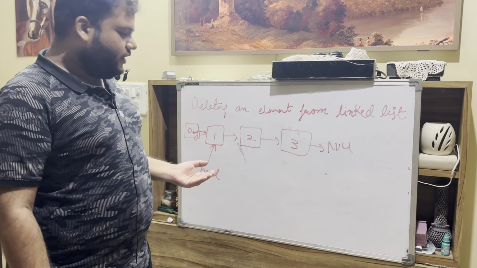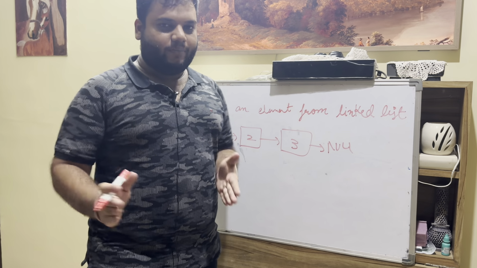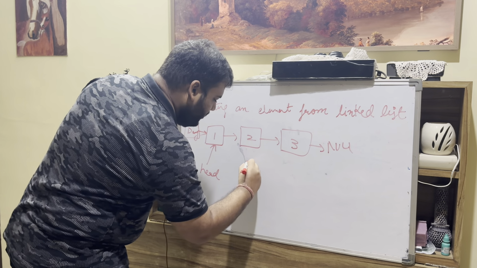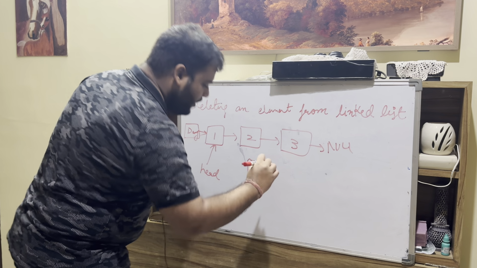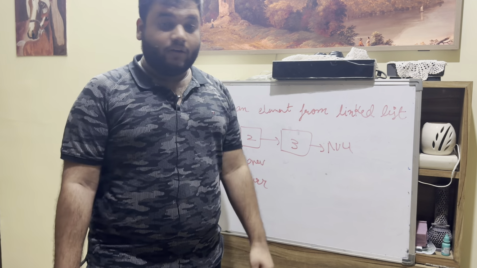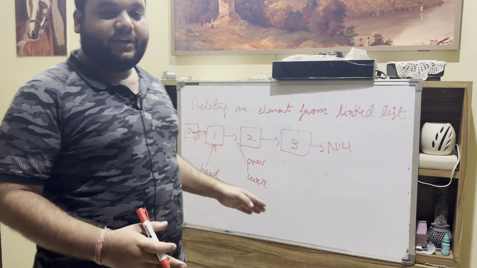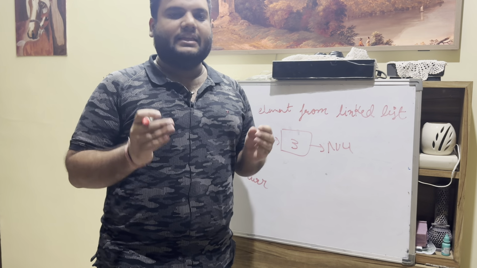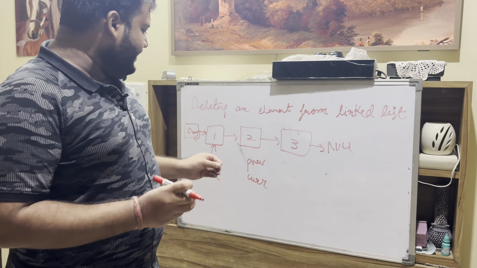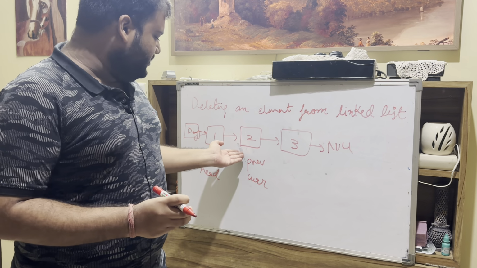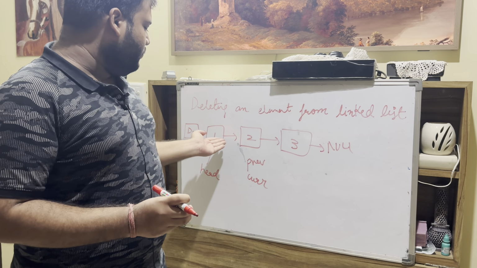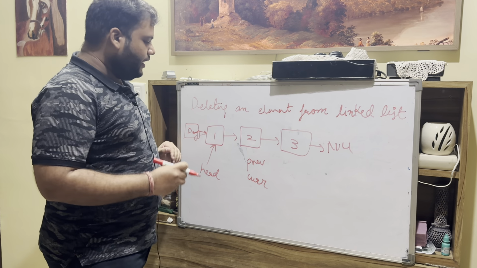Now what we are going to do, we are going to maintain 2 different pointers. One will be the previous and one will be the current pointer. So the current pointer will be the pointer that is going to have the element that needs to be deleted. So let's say we want to delete 2. So the current is going to point towards 2 and the previous is going to point toward 1.